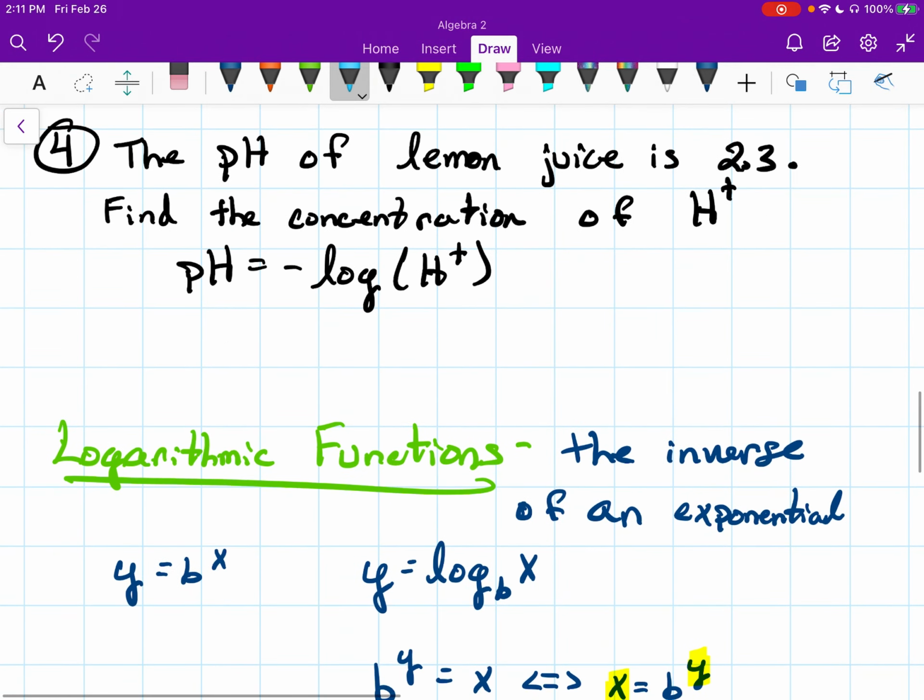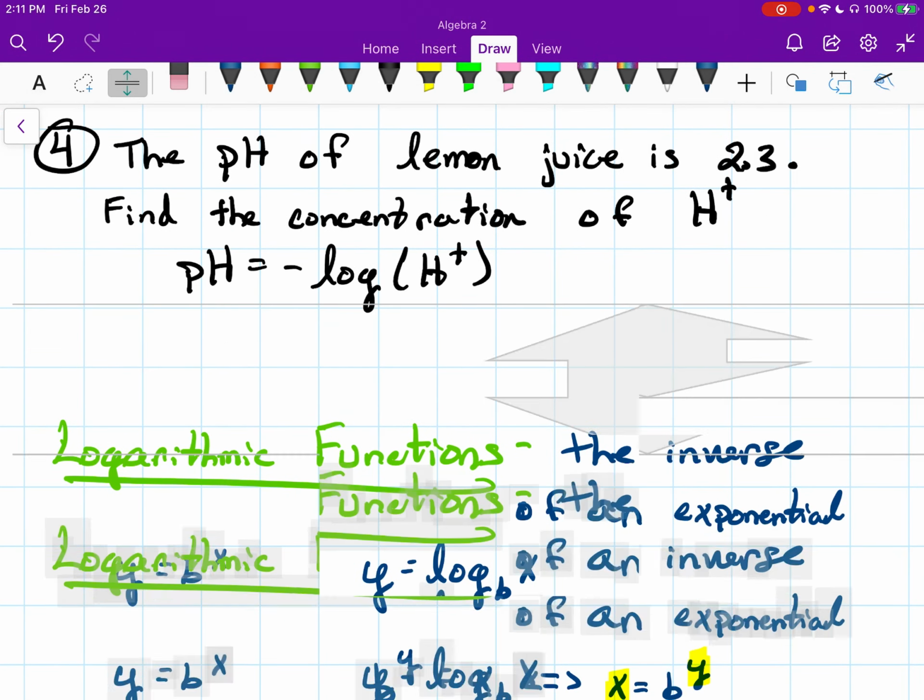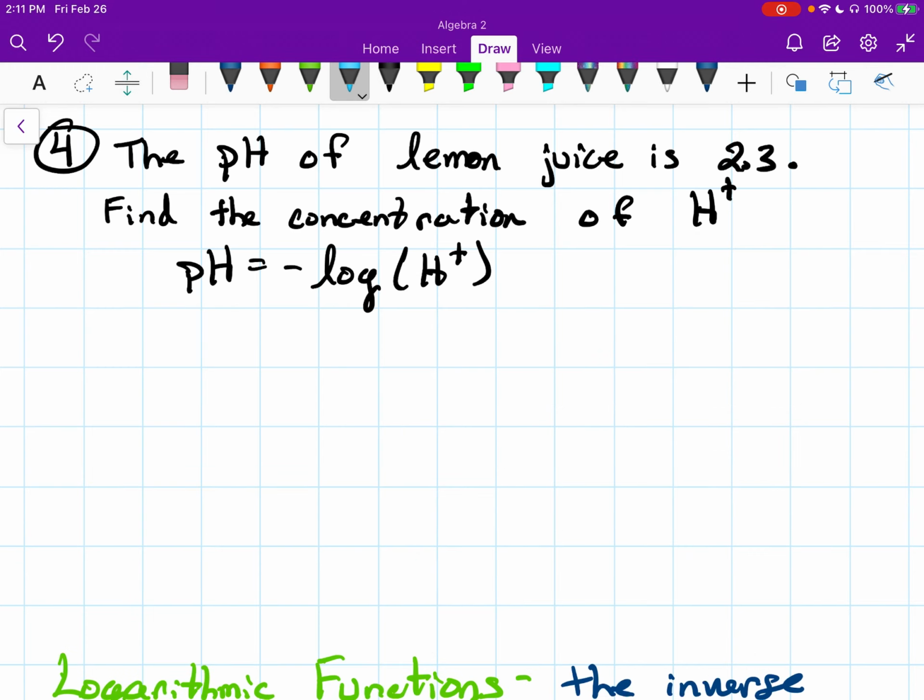Moving on, number 4, and there will be some problems like this on your homework. The pH of lemon juice is 2.3. Find the concentration of H positive, which I believe is hydrogen ions. And then it tells you that the pH is the negative log, and what kind of log is that? What base is that? That's log base 10. The pH is negative log base 10 of the number of hydrogen ions.